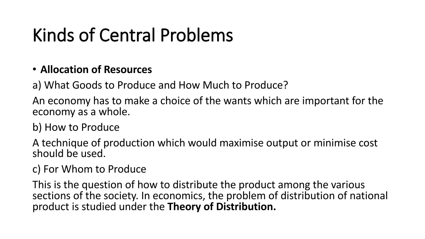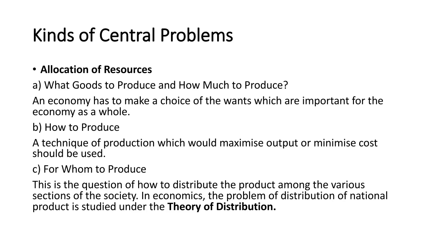But the means are limited and the economy must decide the efficient allocation of scarce resources so that both output and output mix are optimum. An economy has to make a choice of the ones which are important for the economy as a whole. For example, if the economy decides to produce more cloth, it is bound to reduce the production of food. The reason is that resources used to produce food and cloth are limited and given. An economy cannot produce more of both food and cloth.